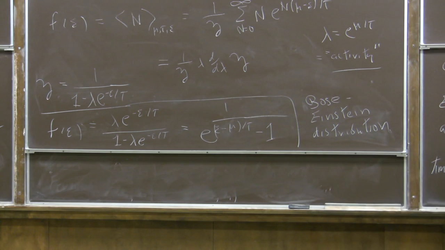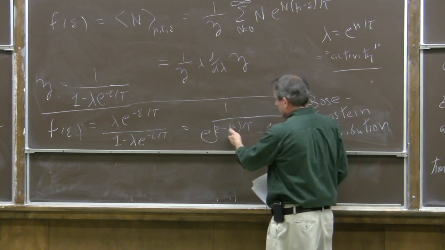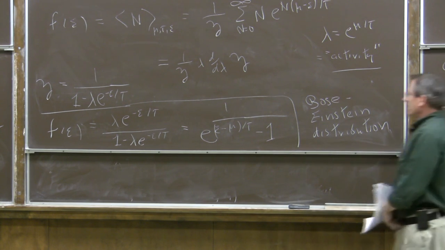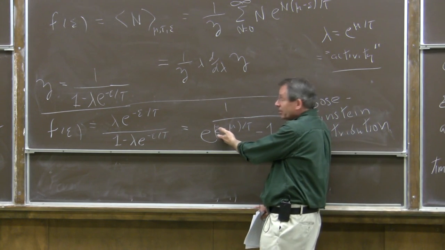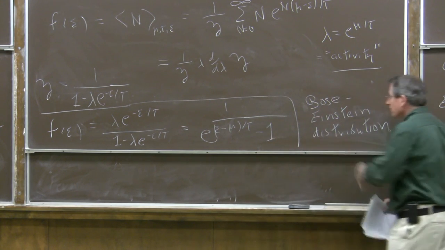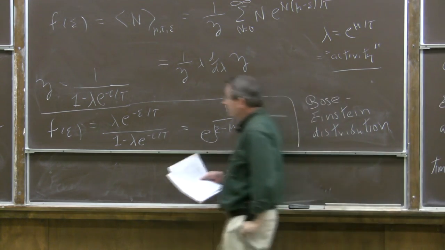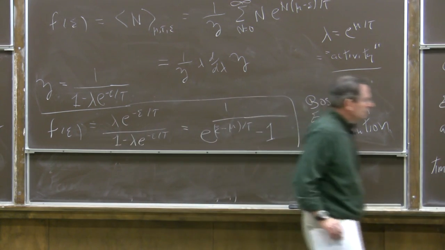It tells us how the mean occupation number of an orbital with energy E depends on the chemical potential and the temperature. So again, same interpretation. If I have many orbitals, then I have the same chemical potential for all, but they have different values of the energy. And this is called a distribution function because it tells me how the mean number of particles in the orbital depends on its energy. And it looks just like the Fermi-Dirac distribution, except for what?